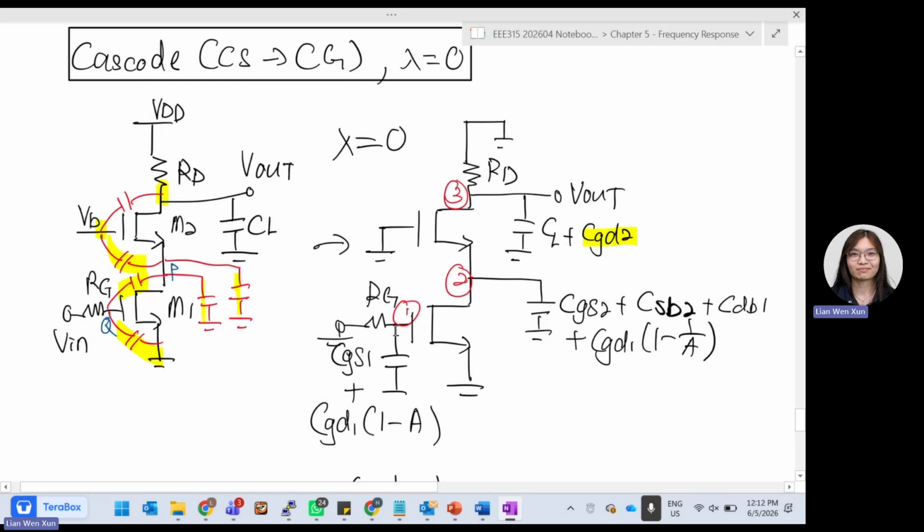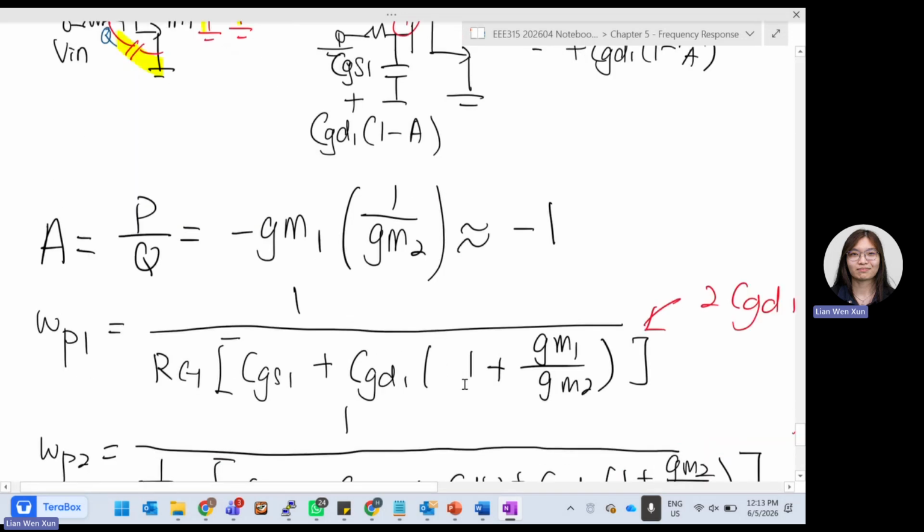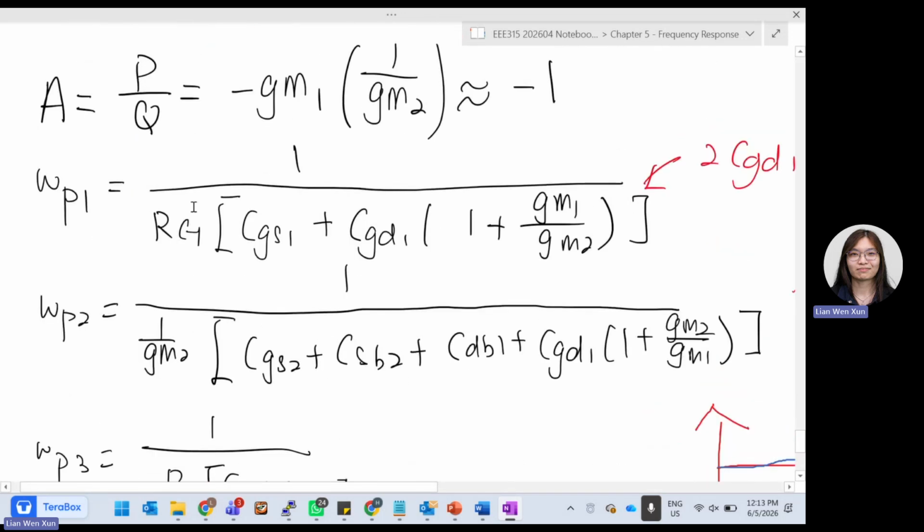Look at the first pole, it will only have RG and CGS plus CGD1 times (1 minus A). We do not know what A is, but that's okay for now. So the first pole is this part. The first pole is just omega P1, 1 over RG times whatever capacitance is there.